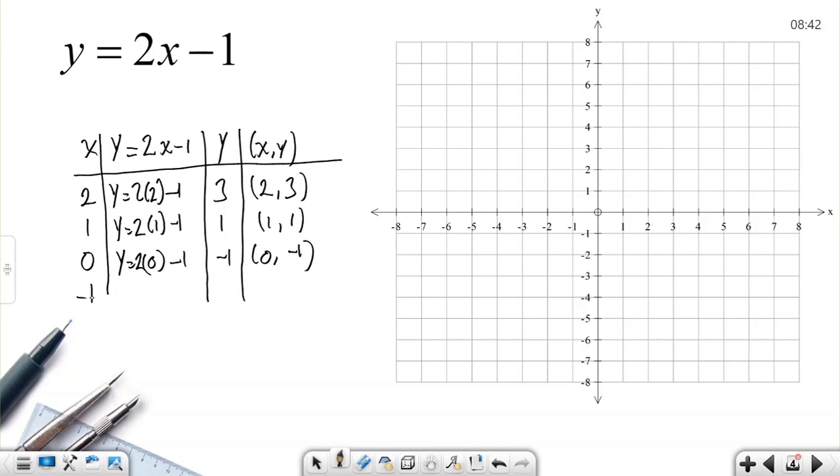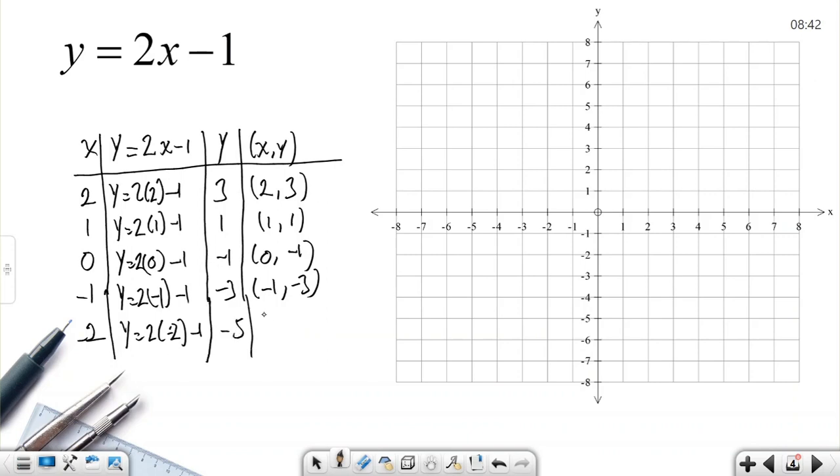Then let's try minus 1. y equals 2 times minus 1, minus 1. 2 times negative 1 is negative 2. Minus 1 is negative 3. Let's use negative 2, sorry, we already used 2. y equals 2 times negative 2 minus 1. 2 times negative 2 is negative 4, minus 1 is negative 5. So my ordered pair, x is negative 2, y is negative 5.